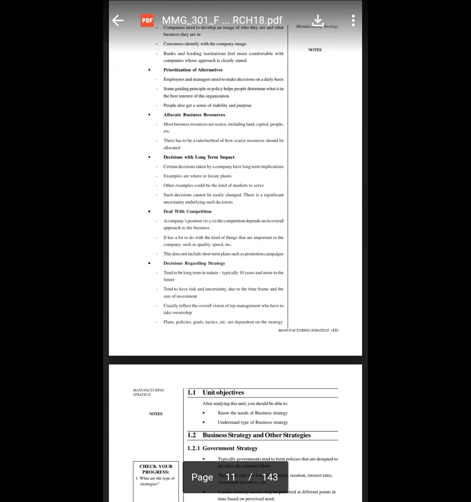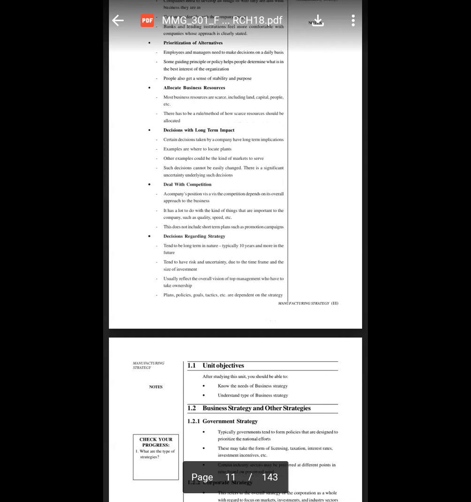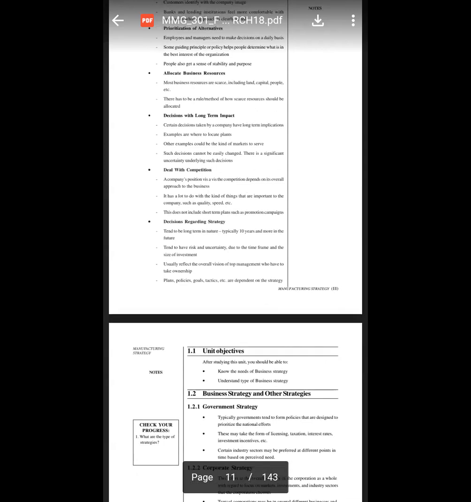Now let us discuss the next point, that is deal with competition. Decision with long-term impact. Certain decisions taken by companies have a long-term implication. For example, where to locate a plant. Another example could be the kind of market to serve. Such decisions cannot be easily changed. There are significant uncertainties underlying such decisions.